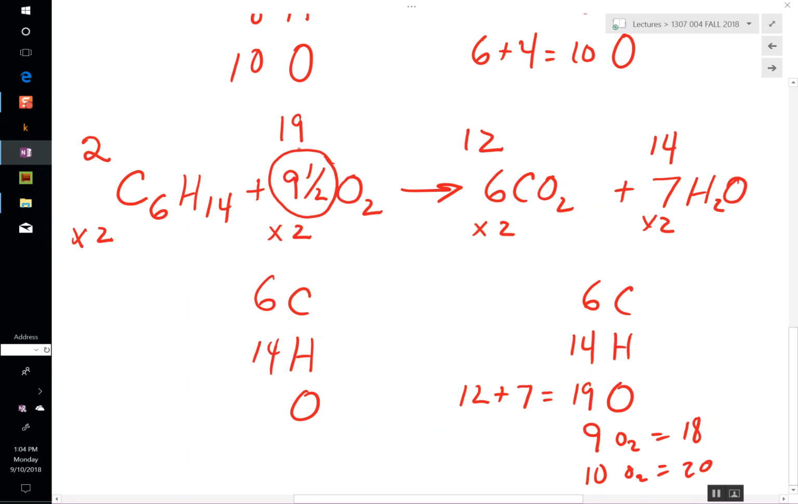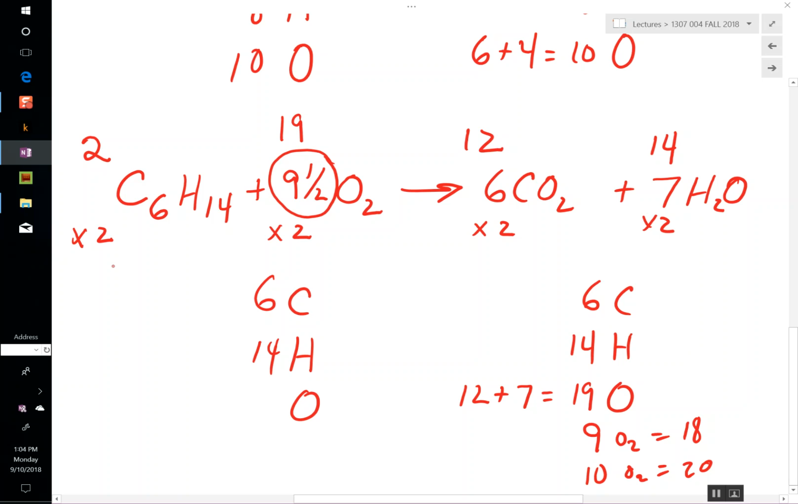It's always going to be a half. You're either going to need an even number of oxygens or an odd number of oxygens, and an odd number of oxygens is going to be a half of an oxygen molecule. And to get away from that, because you can't find half molecules of oxygen, we multiply it by 2.